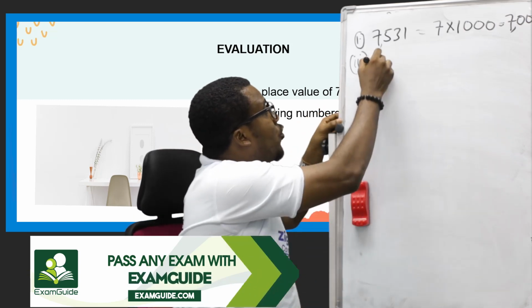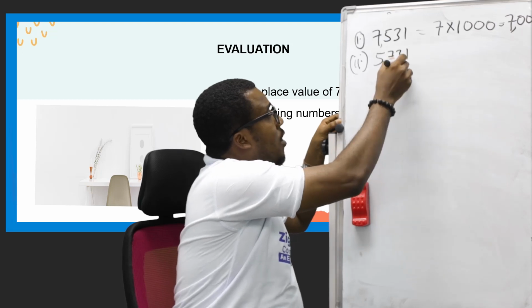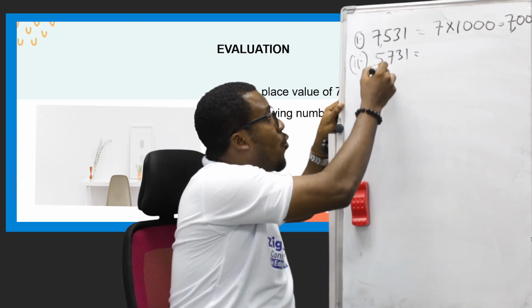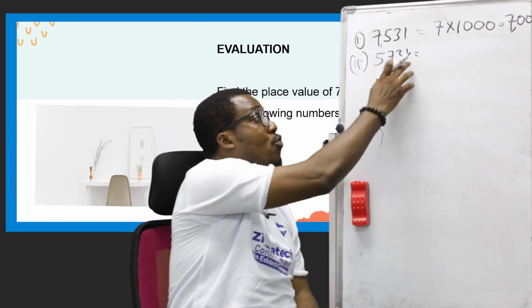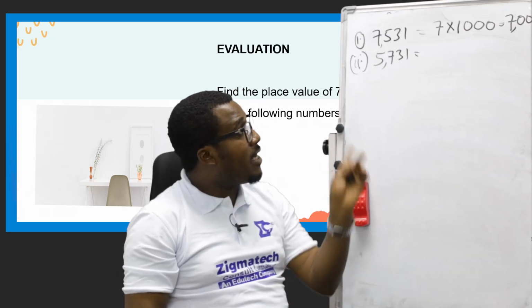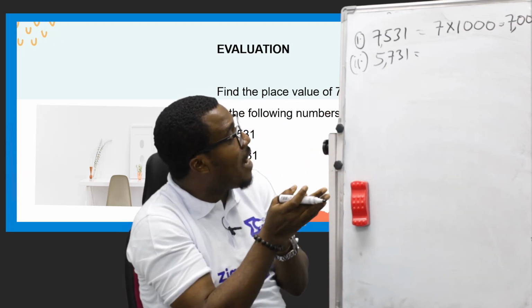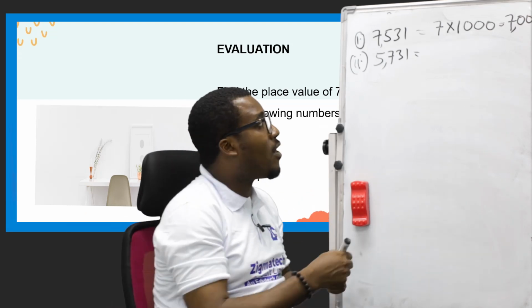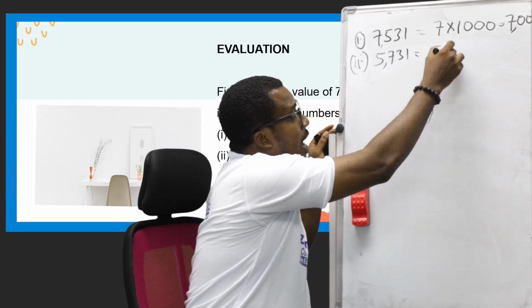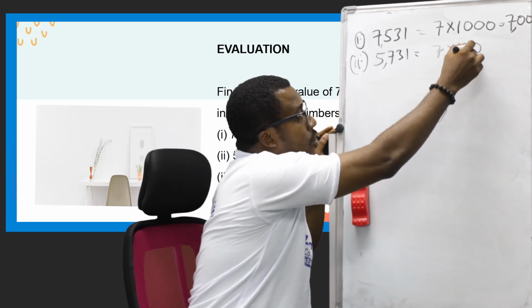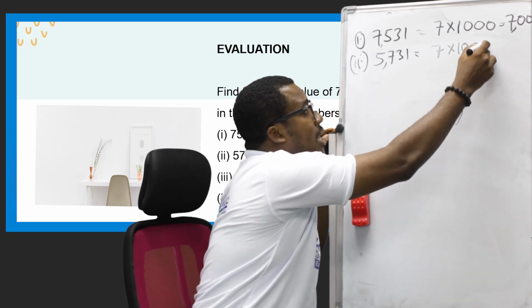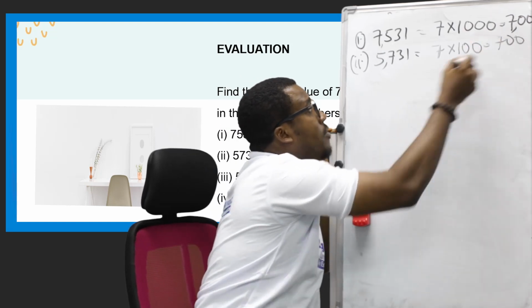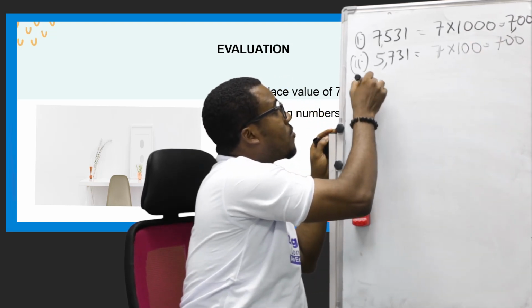In the second evaluation given there, we asked to do 5731. Again, like I said, count from right to left to separate so you can know where each of the digits falls under. I count 1, 2, 3, and I got 7. In this case, because the 7 comes after the 1,000 and also it has 2 digits after it, it tells me it's falling under 7 times 1 with 2 zeros representing them. This is now 700. It falls under 700.